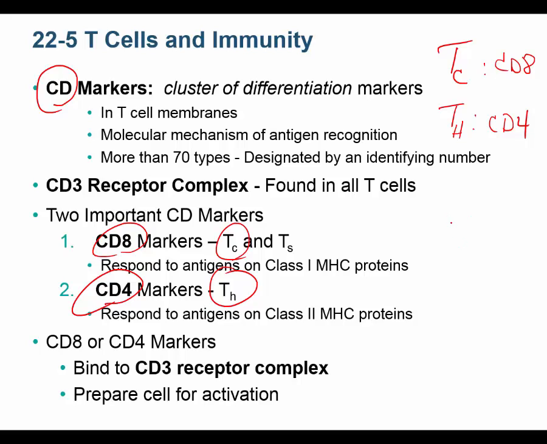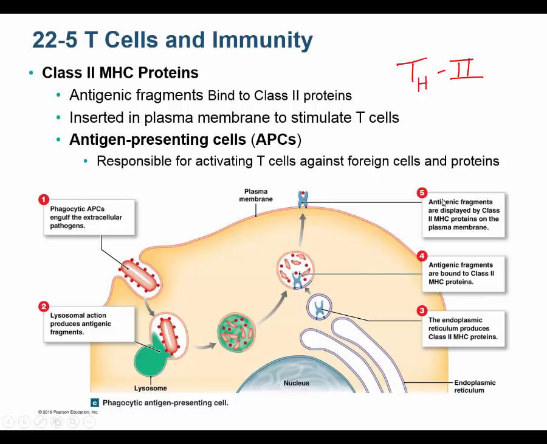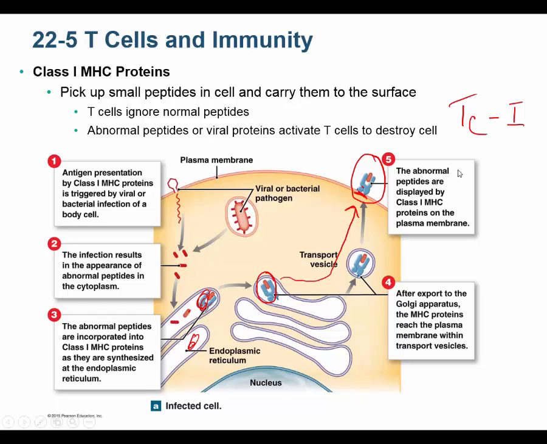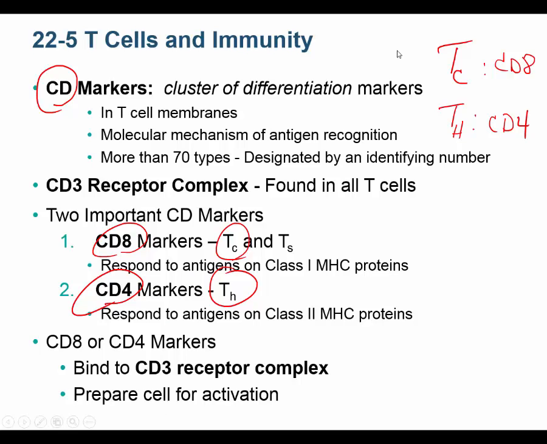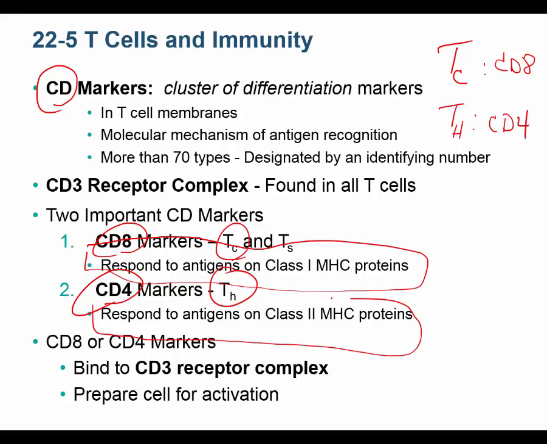What that means is CD8 responds to class 1 MHC. Remember? I said T cytotoxics respond to class 1 MHC. That means CD8 responds to class 1 MHC. And that means that CD4 responds to class 2 MHC. Remember, I said T helpers respond to class 2 MHC, and that means that CD4s respond to class 2 MHC. And you can see that right here. CD8s respond to class 1 MHCs, CD4s respond to class 2 MHCs. So that's what that means.